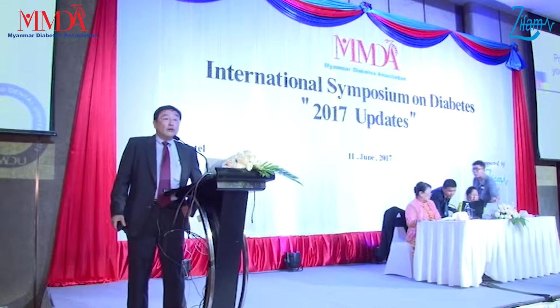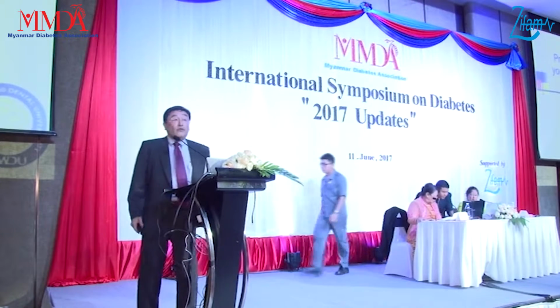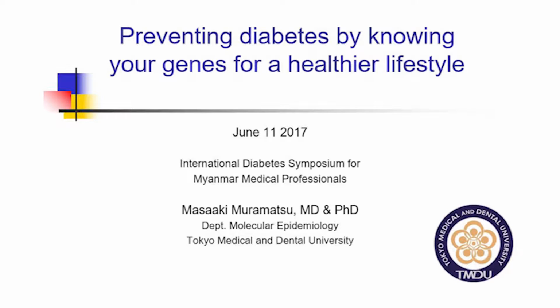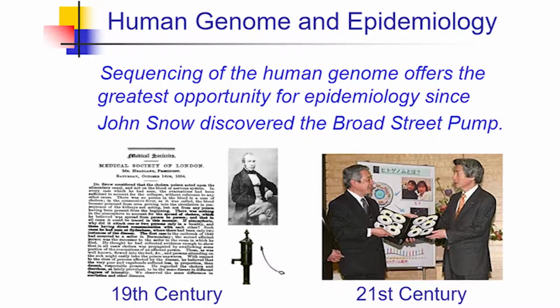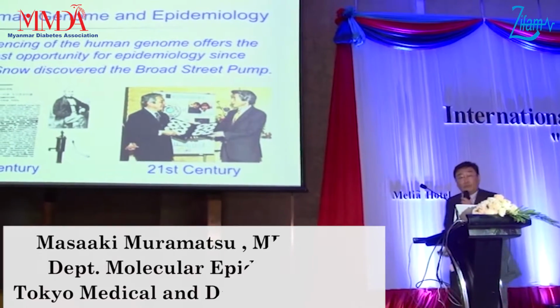Today I'm going to talk about prevention of diabetes by knowing your genes. As depicted here, the sequencing of the human genome offers the greatest opportunity for epidemiology since John Snow discovered the Broad Street pump.